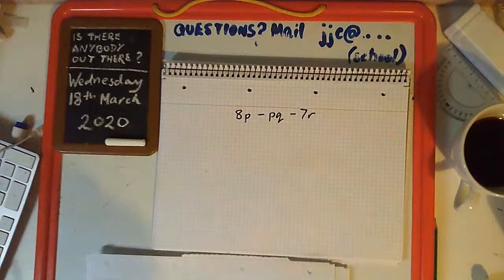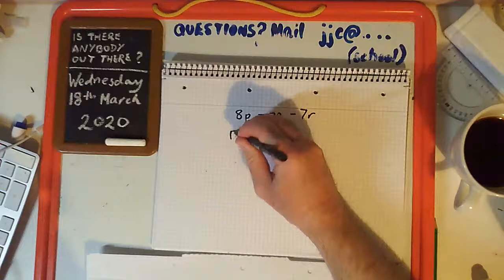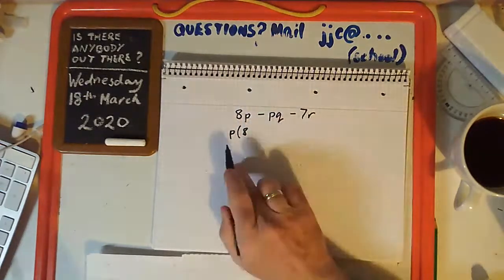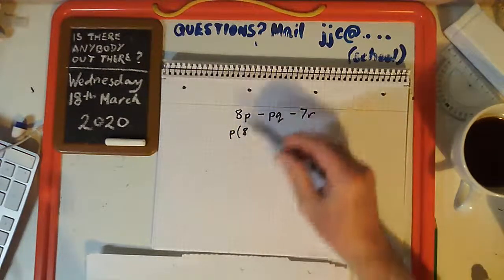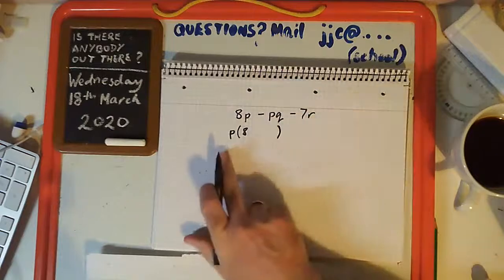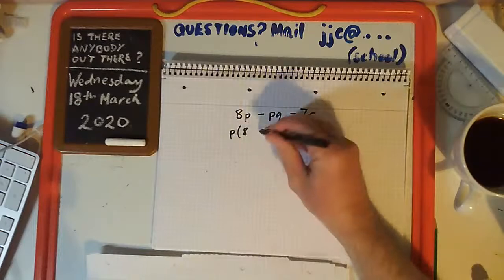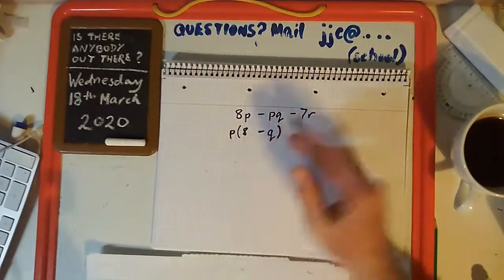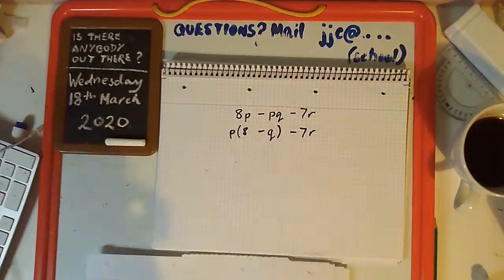So if you can send me another mail, if it's a factorization problem, then you need to take the p out of that. Because both of these divide by p, you can take a p out of the brackets. P times 8 gives you the 8p. P times minus q gives you the minus pq. And then the 7r is on the end and you can't factorize it. You can't take any factors out.